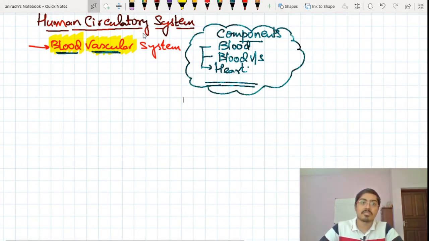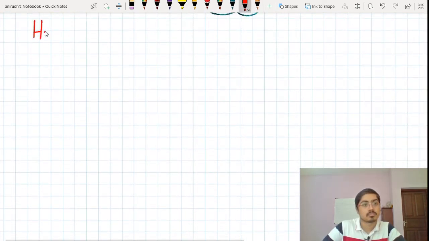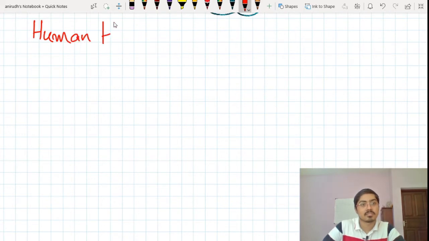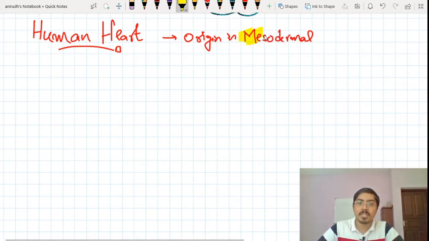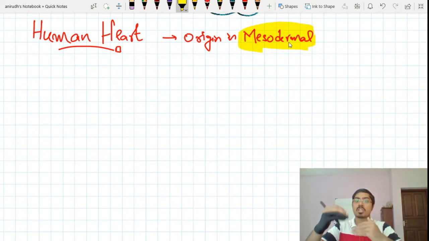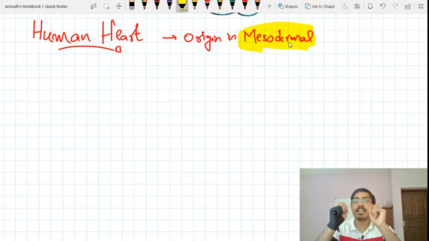Now, if I start with the heart, the human heart, right? So the origin of the human heart is mesodermal. In a developing embryo, you might have seen three different types of layer. Okay? So there is an ectoderm, then you have an endoderm, and in between this ectoderm and endoderm, you have a mesoderm. So ectoderm, mesoderm and endoderm. So there are three different layers inside an embryo.